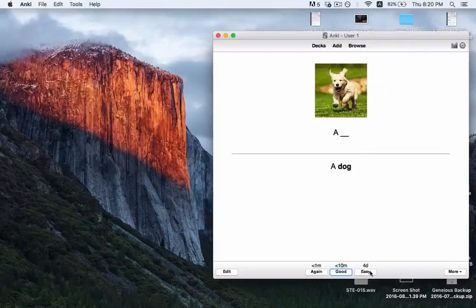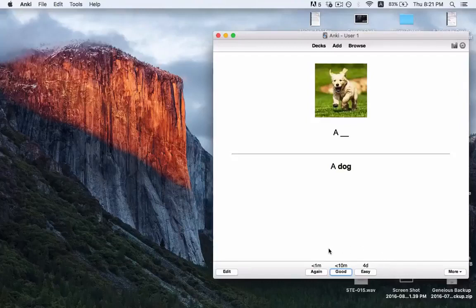I got it correct. You can click easy if it was really correct, and you'll see this card again in 4 days. If you click good, it means that it took you a little while, but you got it eventually, and because this card is new, you'll see it again in 10 minutes. And if you got it wrong, you would click again and see it in 1 minute. So you have buttons down the bottom here, and times above the buttons associated to how soon again you will see the card that you have just looked at.